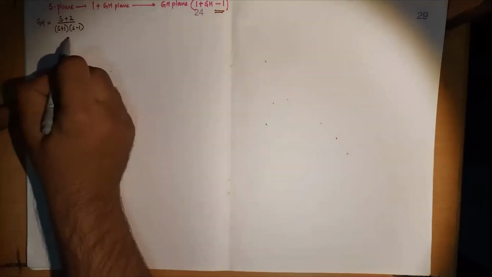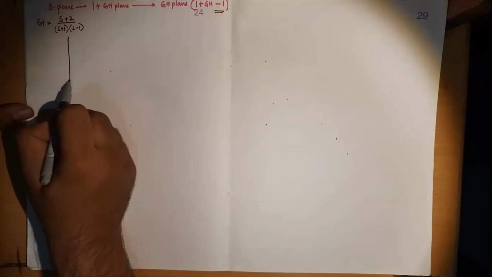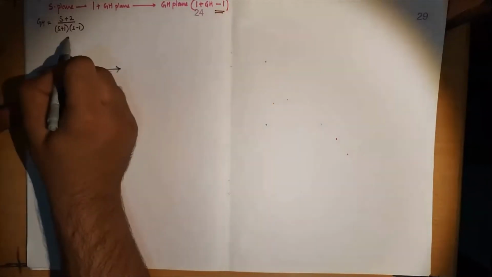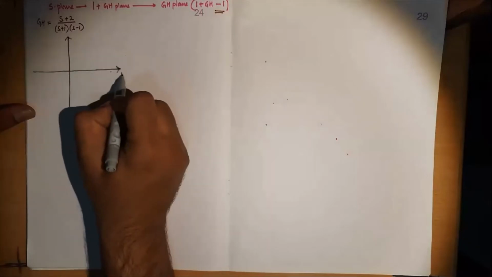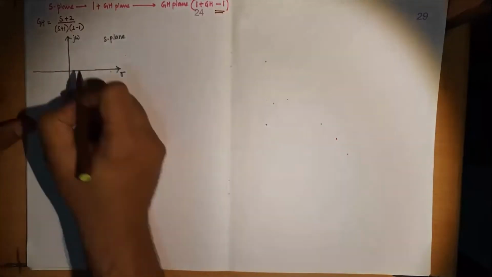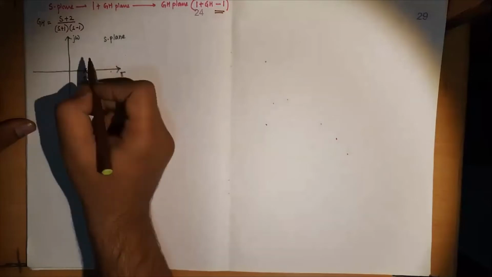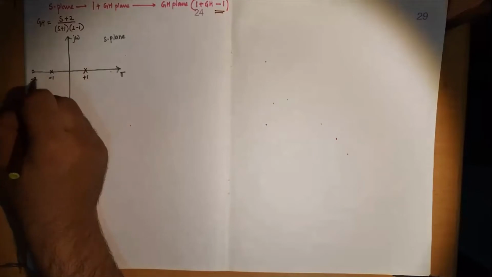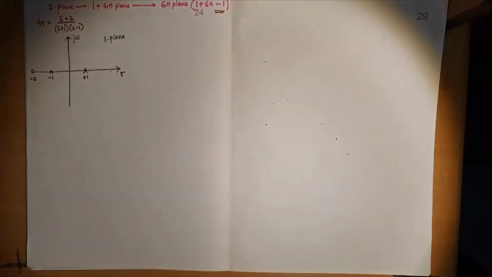So (S plus 2) divided by (S plus 1)(S minus 1) is the OLTF we are considering, and we have to map the closed contour from the S plane to the 1 plus GH plane. Ganesh, is it visible clearly? Yes, sir. Okay. So let us take this S plane and mark poles and zeros. We have 2 poles and 1 zero. One pole is in the right half, another in the left half, and the zero is in the left half. So this is our S plane.